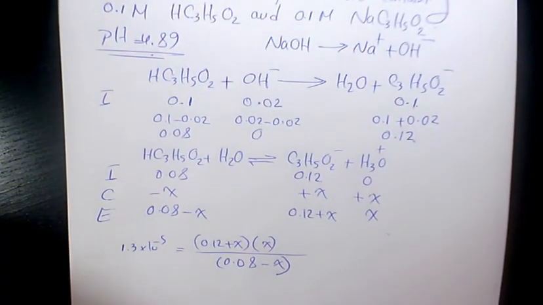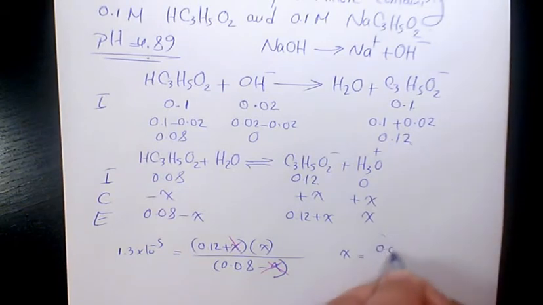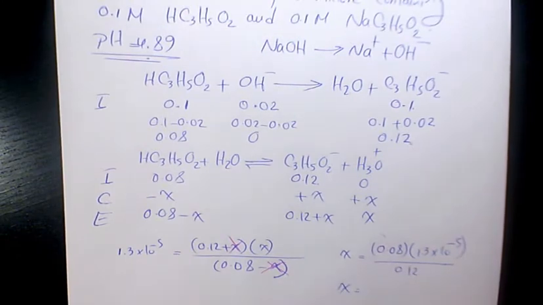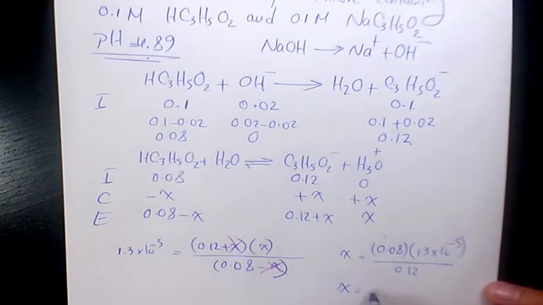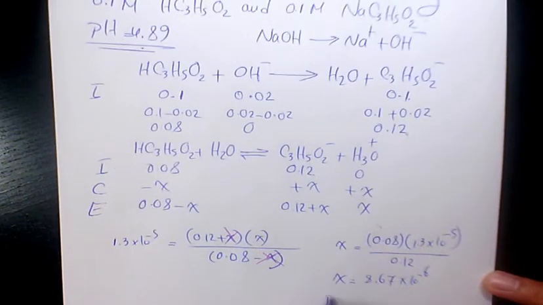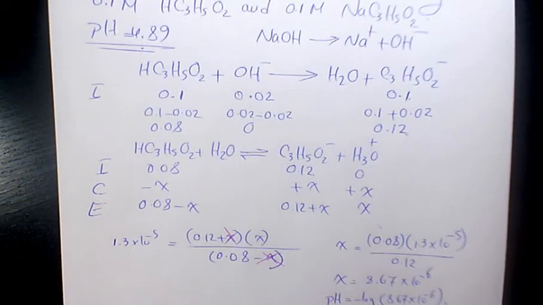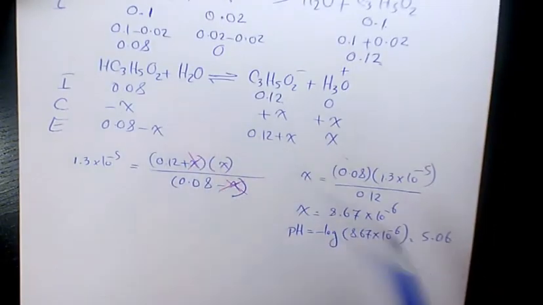So if I neglect x comparing to 0.12 and 0.08, this cancels out, and I'm going to say x equals 0.08 times 1.3 times 10 to the power of negative 5 divided by 0.12. So x will be 8.67 times 10 to the power of negative 6. So pH will be negative log of 8.67 times 10 to the power of negative 6. That will be 5.06. So pH is going to change from 4.89 to 5.06.